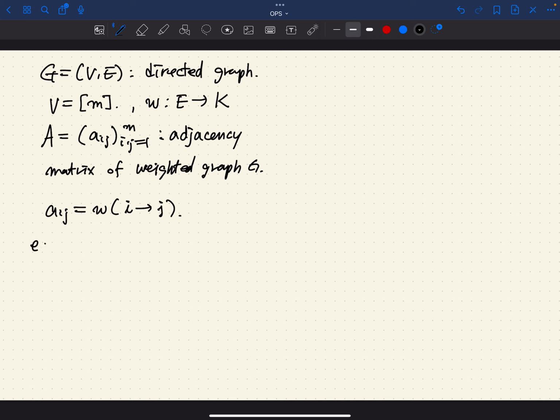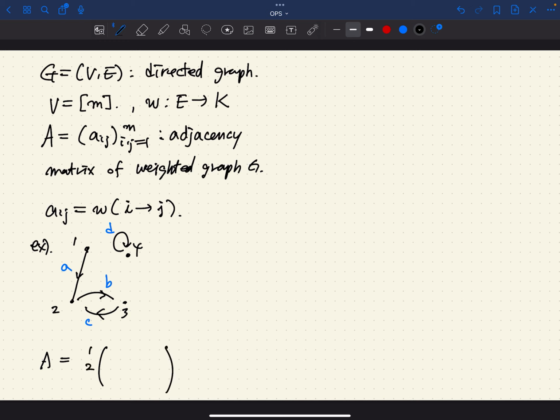But just to make it concrete, let me give you an example, like 1, 2, 3, 4. Say m equals 4. Let's say we have a directed graph, something like that, maybe some loop. Then I'm going to give weights here, let's say A, B, C, D, like that. Then what is the adjacency matrix?